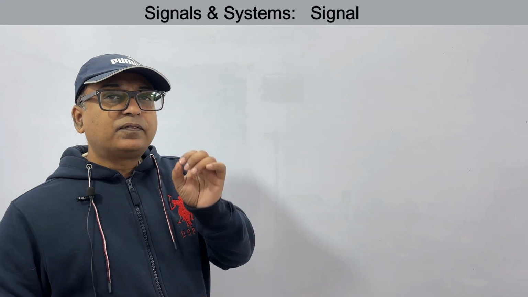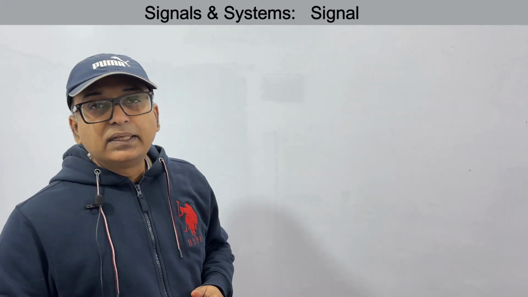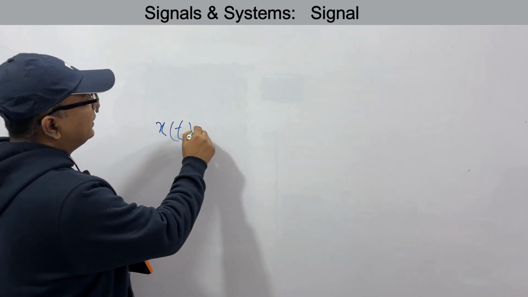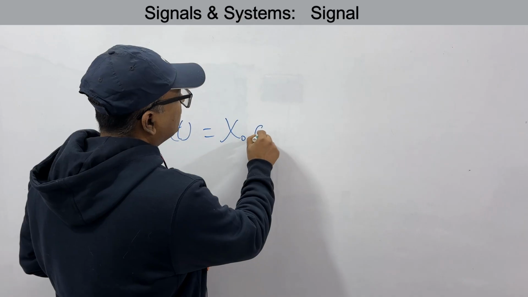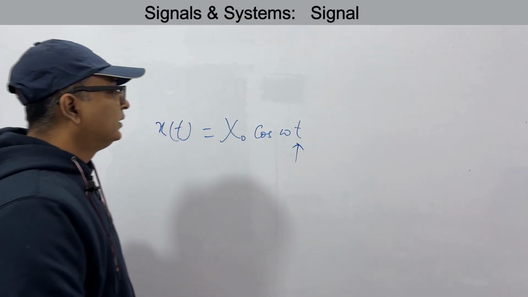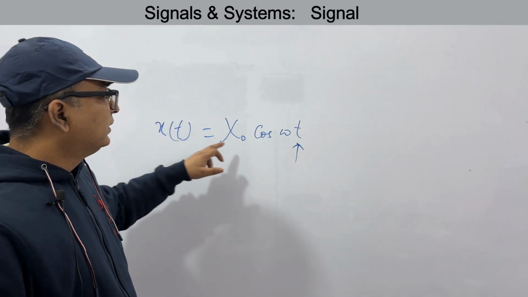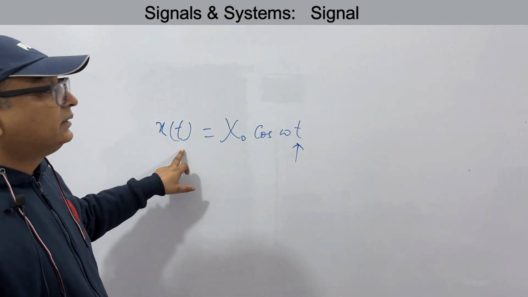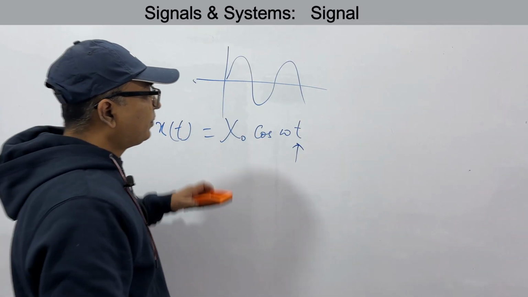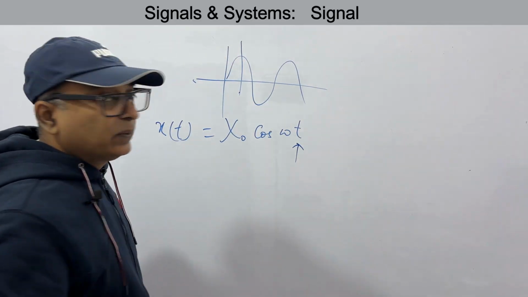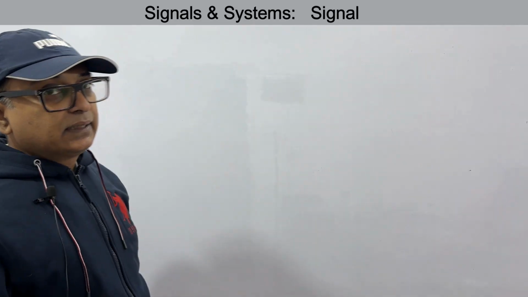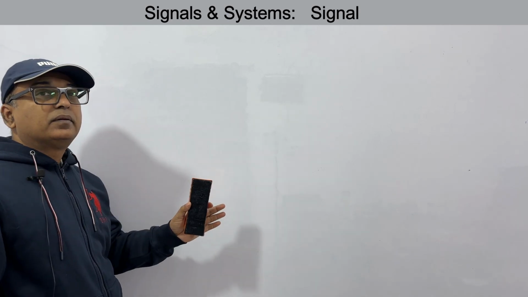Mathematically, a signal is a function of one or more independent variables. Very simple. For example, if we take x(t), which is x0 cos omega t, here t is the independent variable. So with time, this value is changing. This will be like this. We know this is very common. Okay, so this is how we understand a signal in systems and in mathematics.